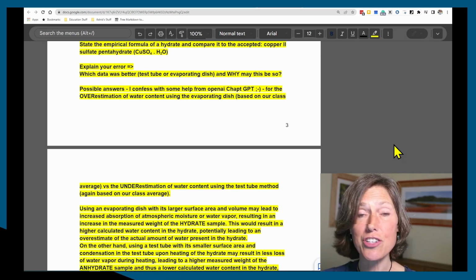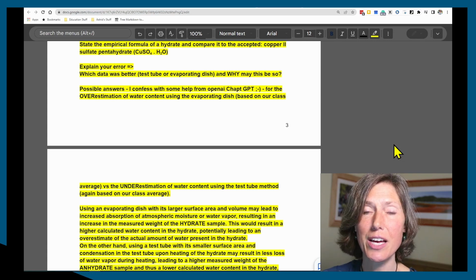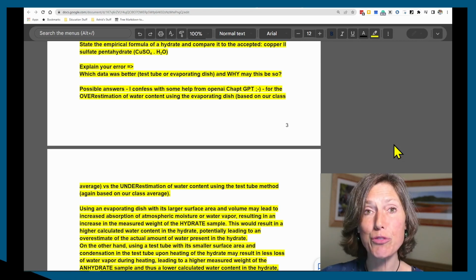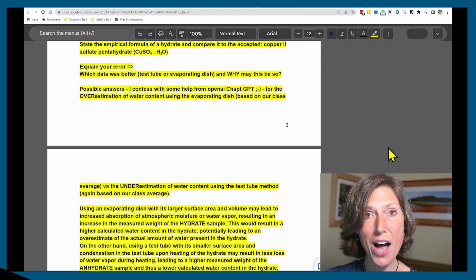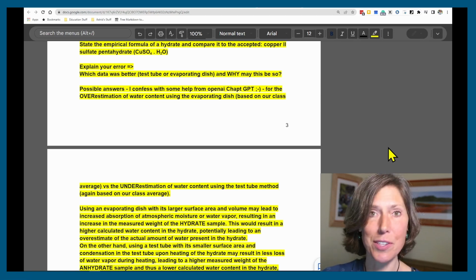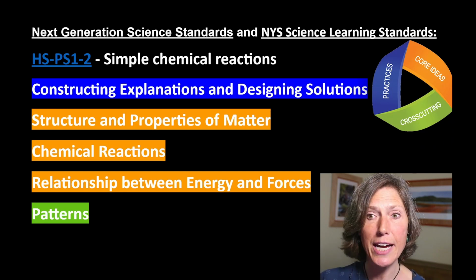The evaporating dish tends to work better because there's way more surface area. In general, we got better data with that. But it's good for students to figure that out. Why are we doing certain things a certain way in the science laboratory? What standards is this lab connected to?